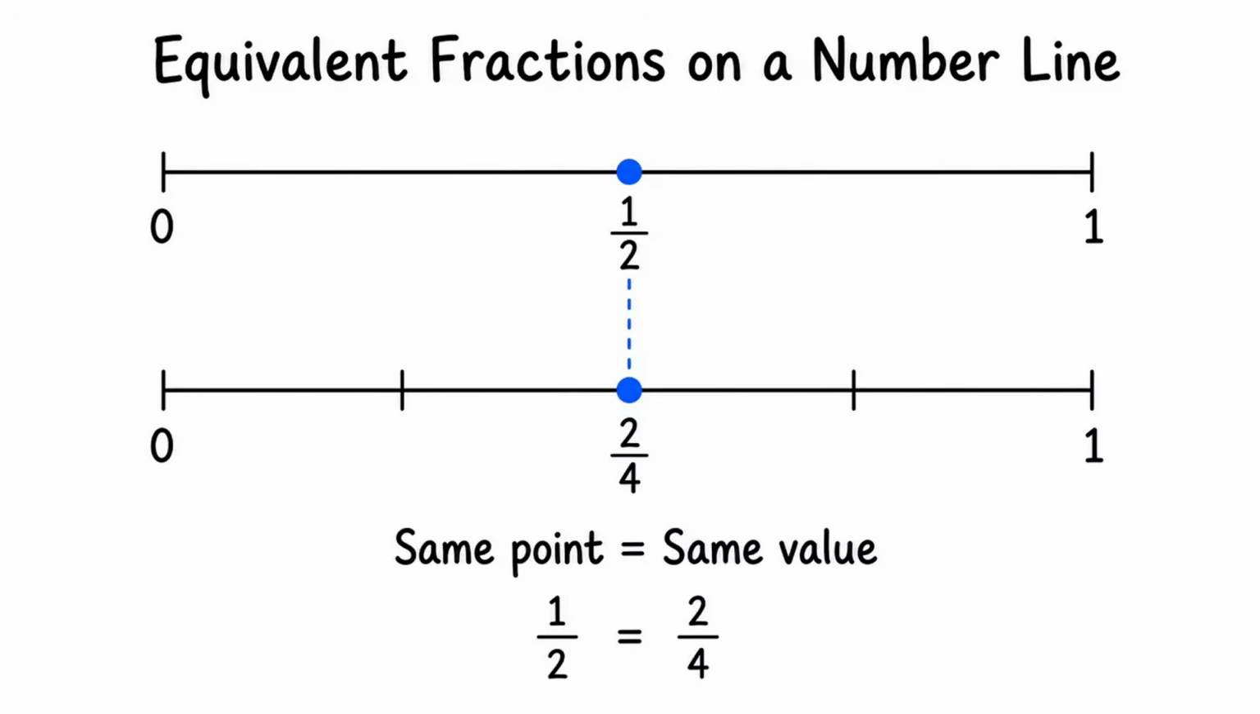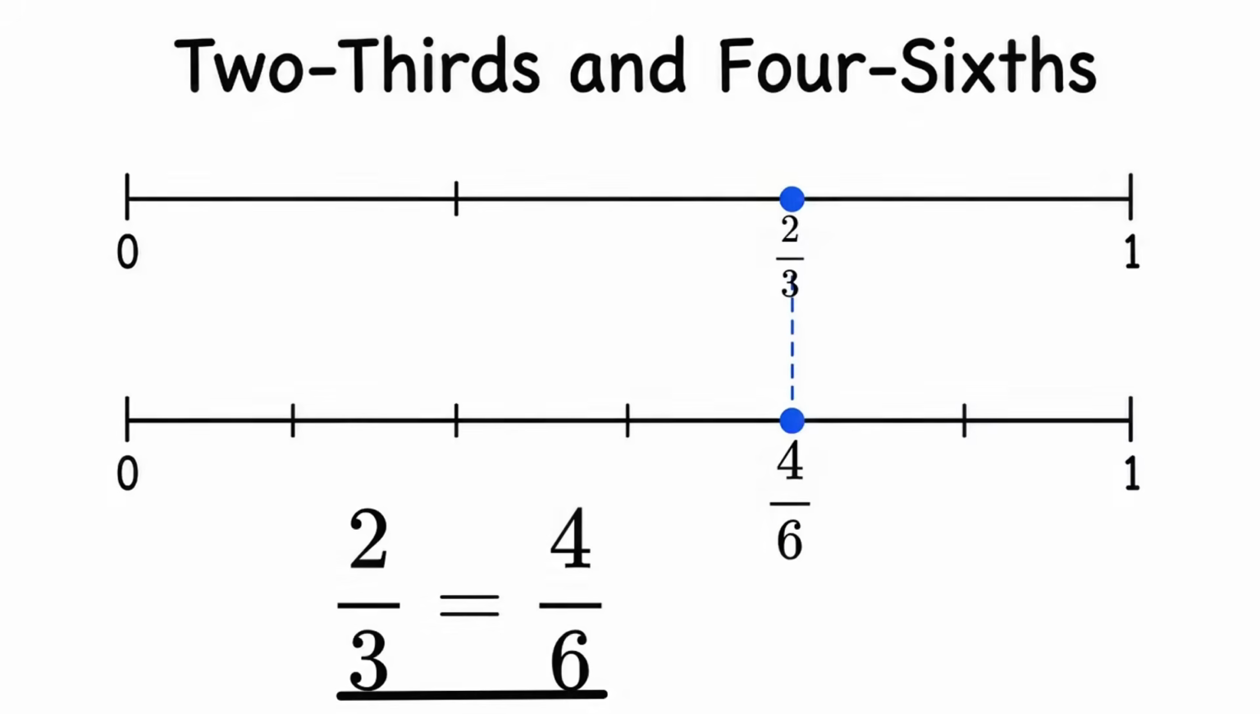Equivalent fractions can also be found on number lines. On the first number line, we locate 1/2. On the second number line, we locate 2/4. Look at the 2 points. They line up perfectly. Fractions that land at the same point on a number line have the same value, so they are equivalent. Let's try another one.